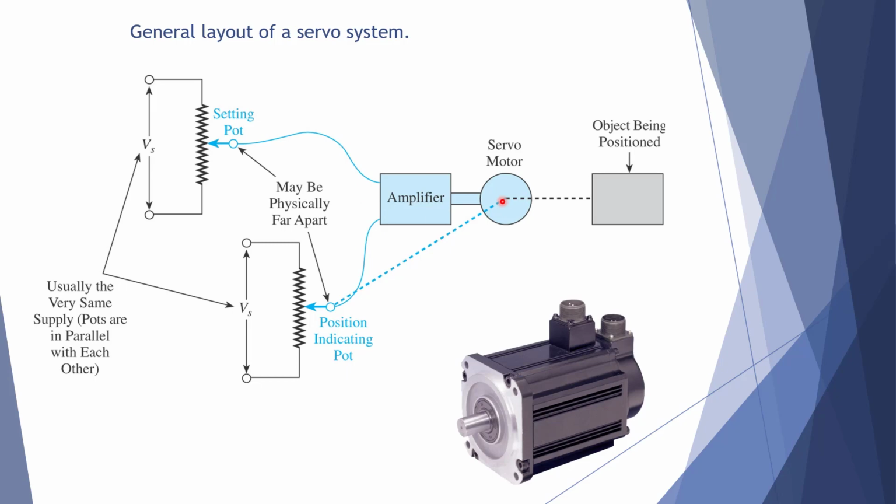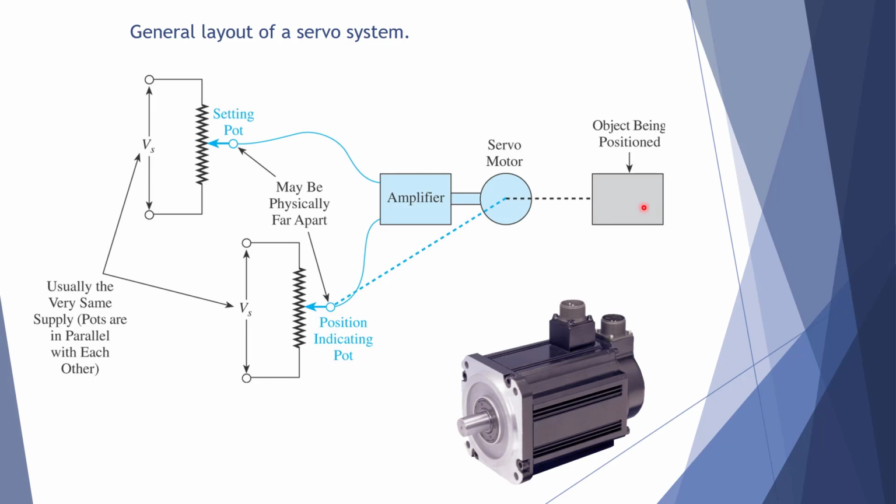It'll be amplified because this error is not going to be enough to drive this motor, so we amplify it. That runs the motor. As the motor runs, this will come up to 50%. Now this is the same as this. There's no error. There's nothing to drive the motor.